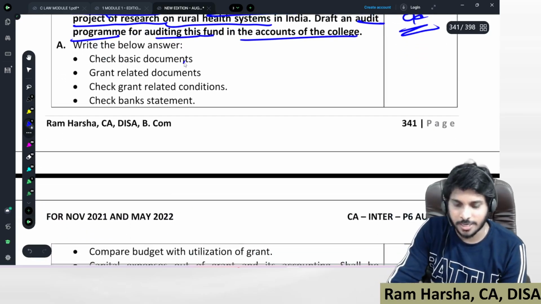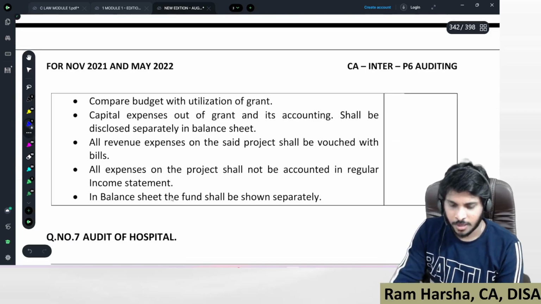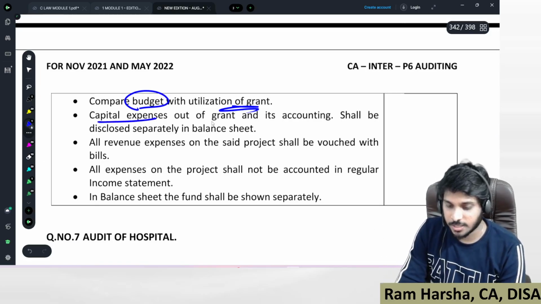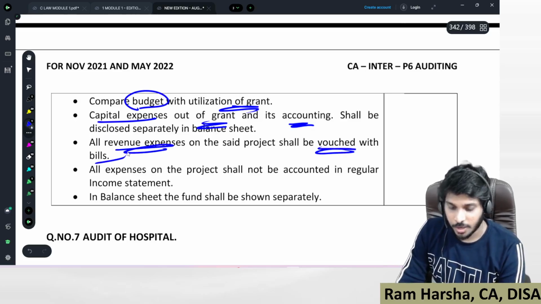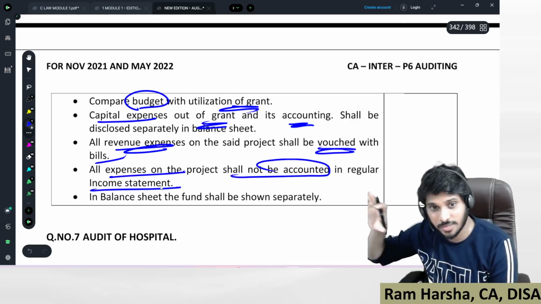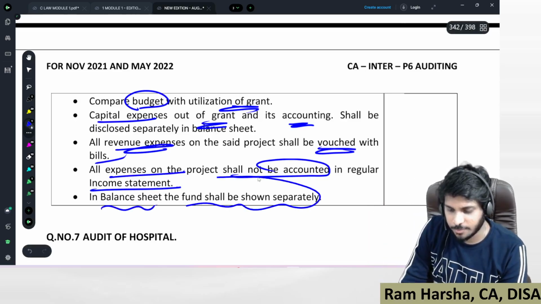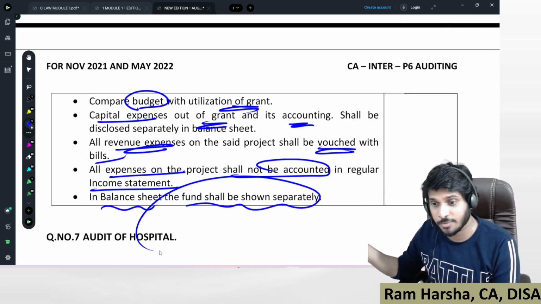First look at the basic documents of the grant received and any other related documents. Look at the bank statement, the budget, and the utilization of the grant. Capital expenses out of the grant, if at all, shall be accounted. All revenue expenditure on the said project shall be verified with the bills. All expenses on the project shall not be accounted in the regular income statement because this is exclusively a separate project. In the balance sheet, the fund shall be shown separately because this is a special grant received from government.